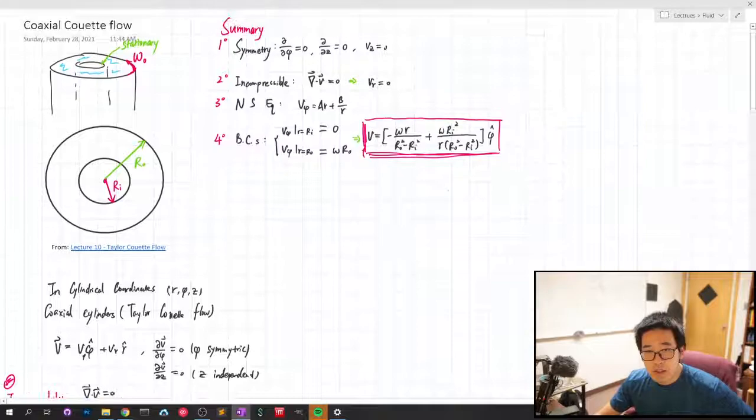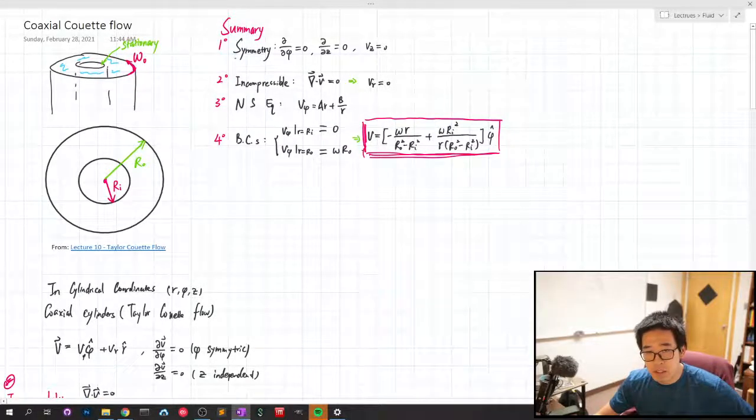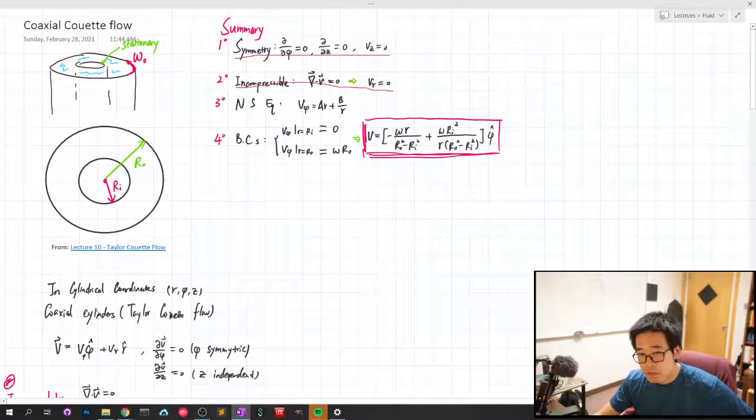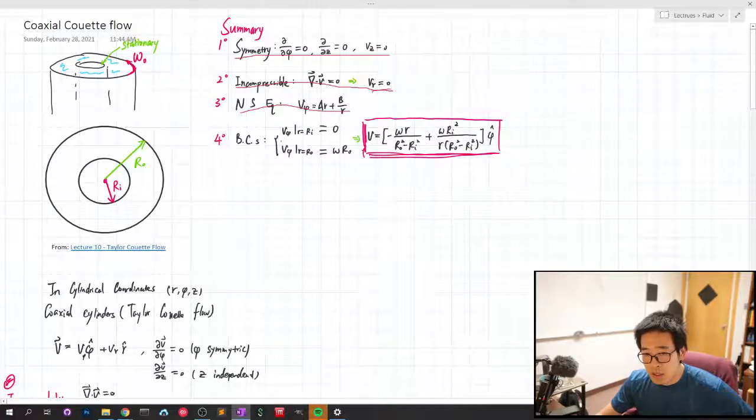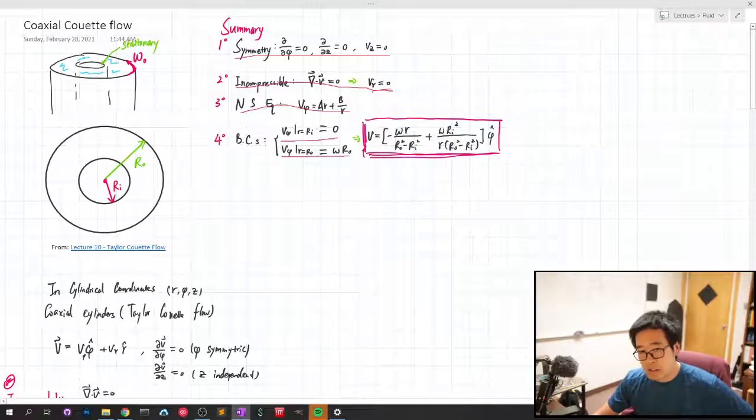In summary, looking back, we look at the symmetry to reduce the degrees of freedom, and use the incompressibility assumption to get one more simplification. We use the Navier-Stokes equation, solve the differential equation, get the solution, and apply the boundary conditions to arrive at the final answer, just like the recipe that I discussed in the previous video.